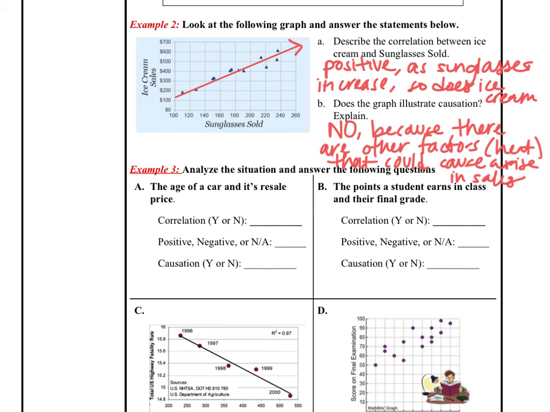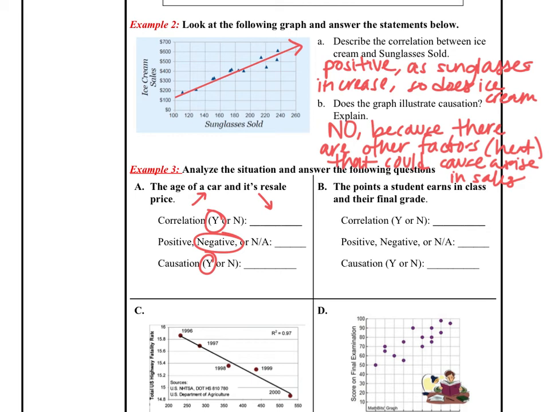Let's do these ones. Analyze the situation, answer the questions. The age of a car and its resale price. As the age of the car is increasing, usually its resale price goes down. So is there a correlation? Yes. One goes up, one goes down. That means that it's going to be negative. Is it causing the other thing? Well, yeah, because as a car ages, that's going to cause the resale price to go down. That's a pretty common thing that actually happens. So we do say that is causation.